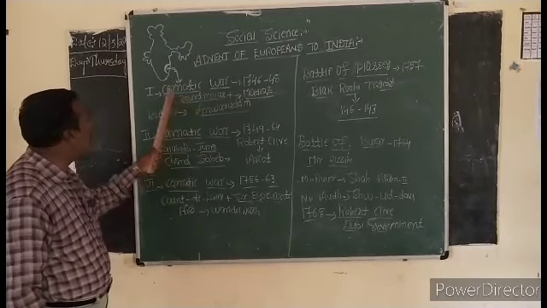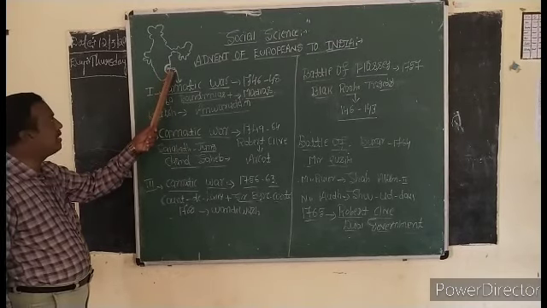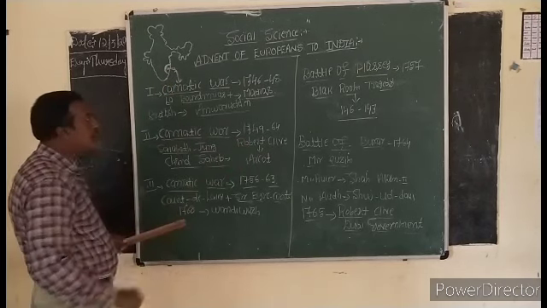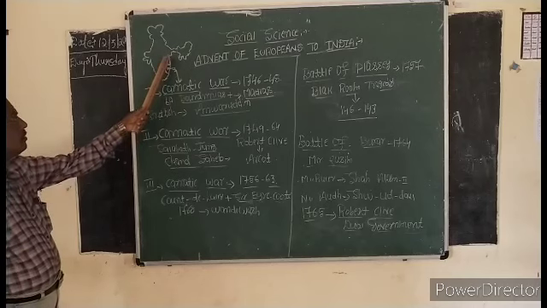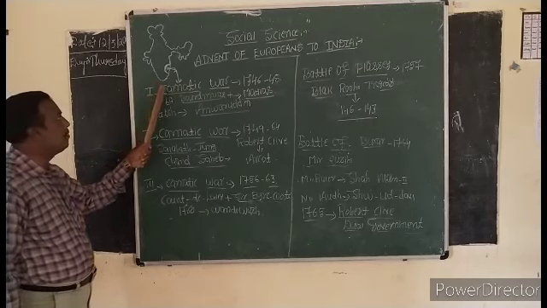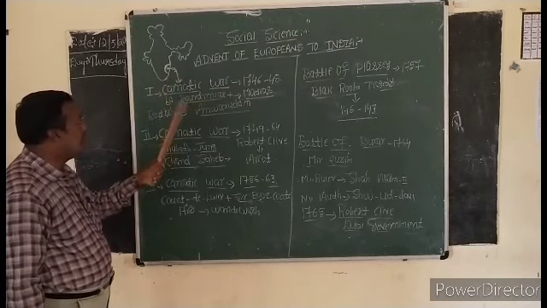Dear students, Carnatic is one of the most important places located in Tamil Nadu. This Carnatic is located in the eastern part of Tamil Nadu. Look at this map of India. Here, this is the eastern coastal area, and this is the western coastal area. Here in Tamil Nadu, Carnatic is situated.